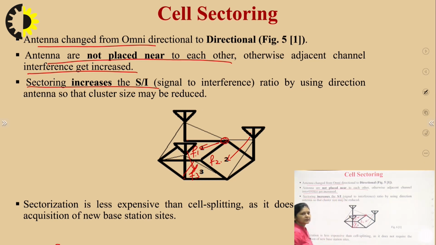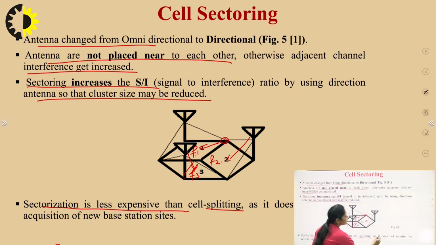Sectoring increases the signal to interference ratio by using directional antennas so that cluster size may be reduced. Cluster size has been reduced. Sectorization is less expensive than cell splitting as it doesn't require the acquisition of new base station sites. As we had seen in the earlier slides, cell splitting is dividing the cells into smaller cells, and each cell has its own base station, so that will increase the cost of the system. But in this case, we are using only antennas that are sectored for a particular direction, and that is for a particular area of the cell.